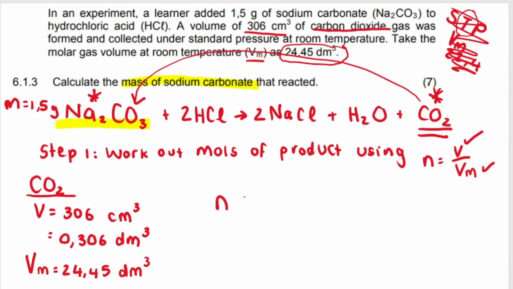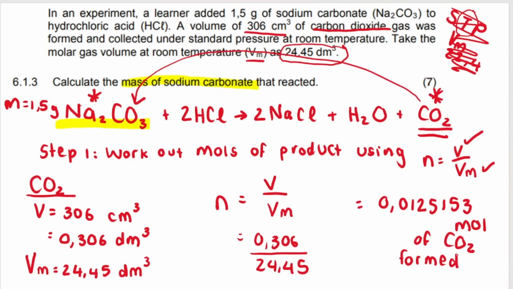Now to work out moles, I use this formula. Number of moles is equal to volume divided by molar volume. You sub in your volume, which is 0,306. Don't round that off yet. Divided by 24,45. And there's my number of moles of carbon dioxide gas that was produced in this reaction.